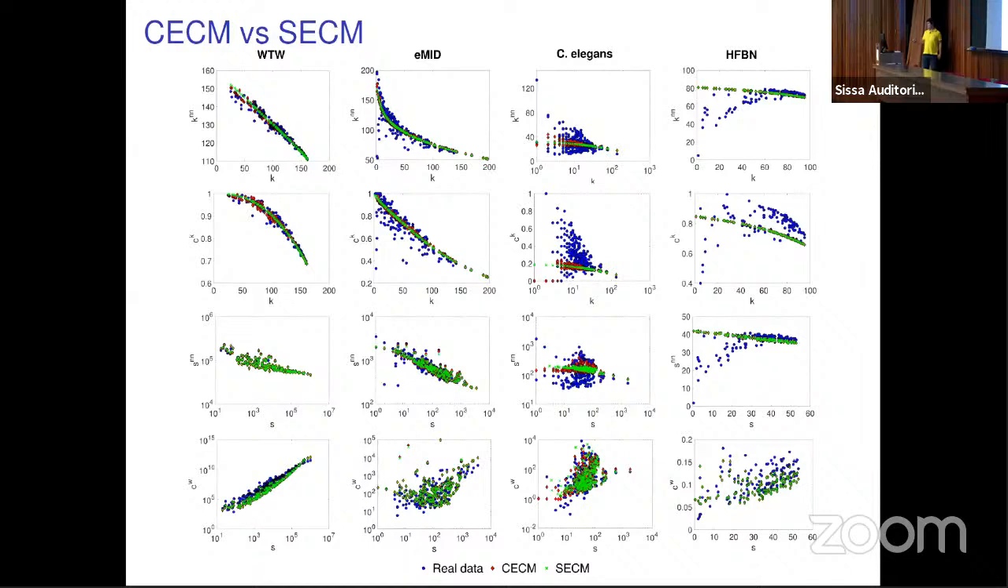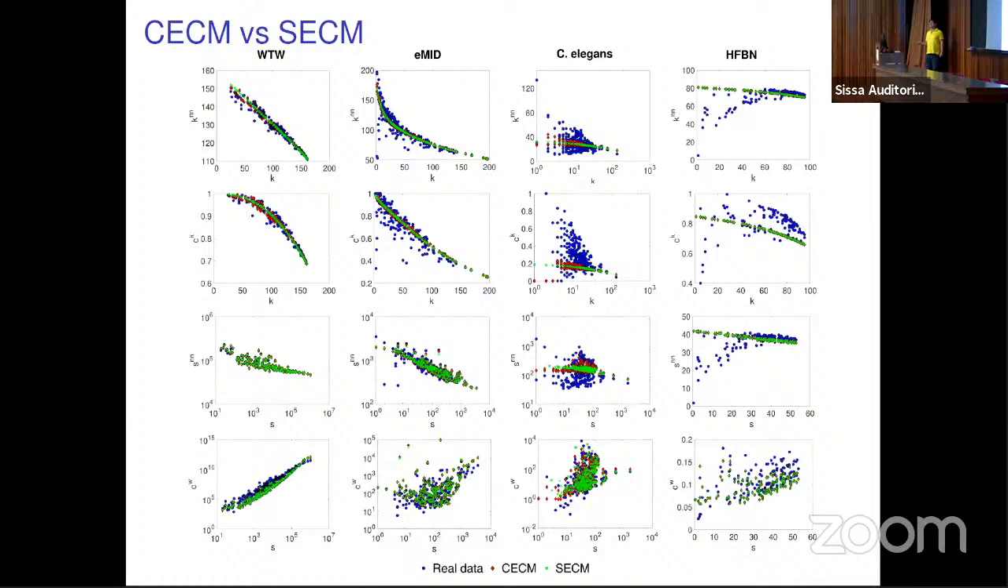This is a slide in which I just showed that this way of modeling a network works very well for economic systems like the World Trade Web and financial systems like the e-MID. It starts to fail when you have other networks, like the C. elegans neural network and the human functional neural network, networks that derive from possibly more complex generation patterns than those financial networks derive from.